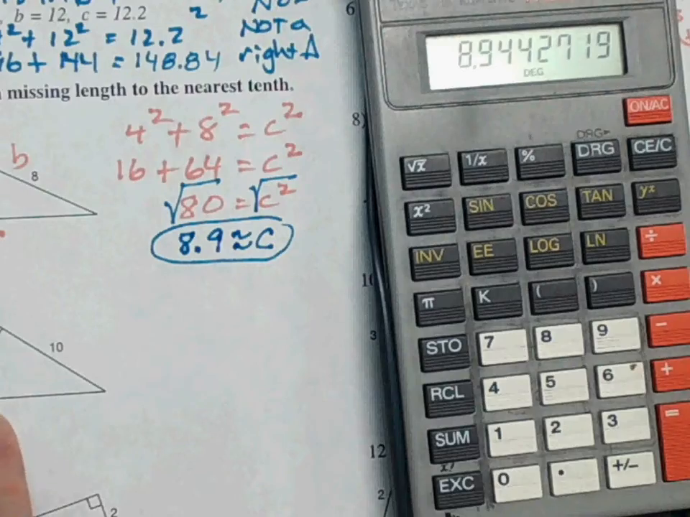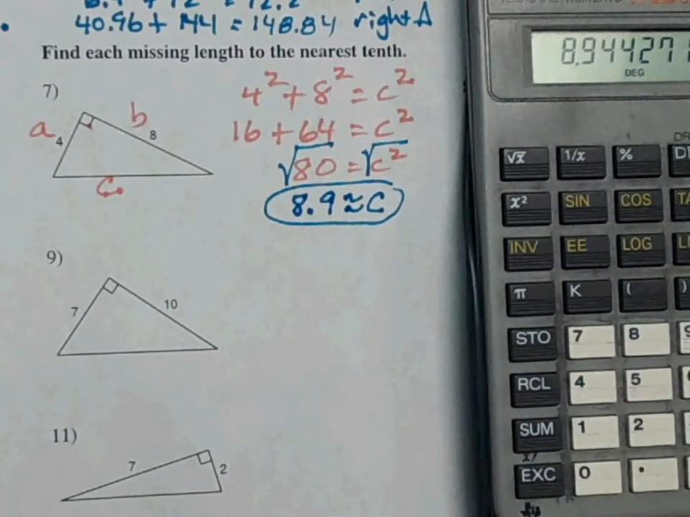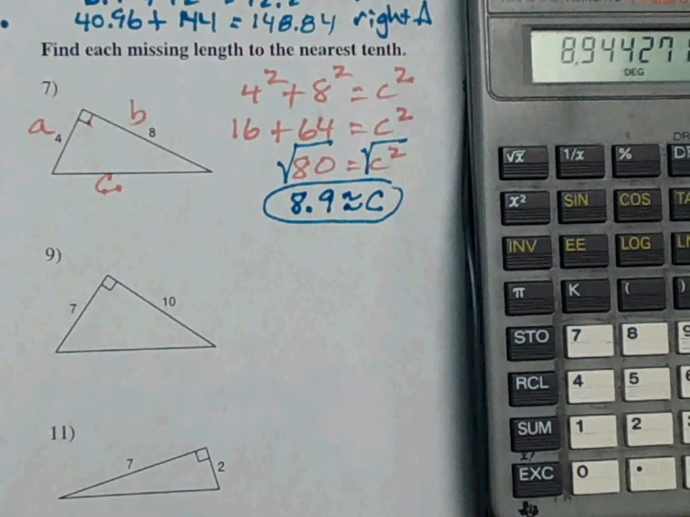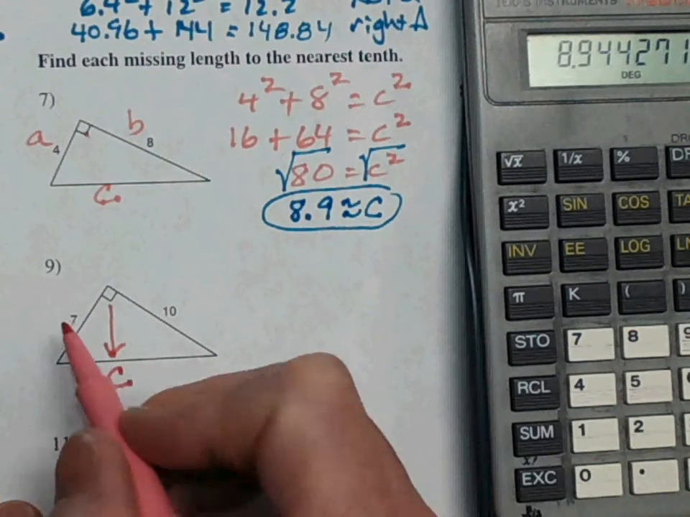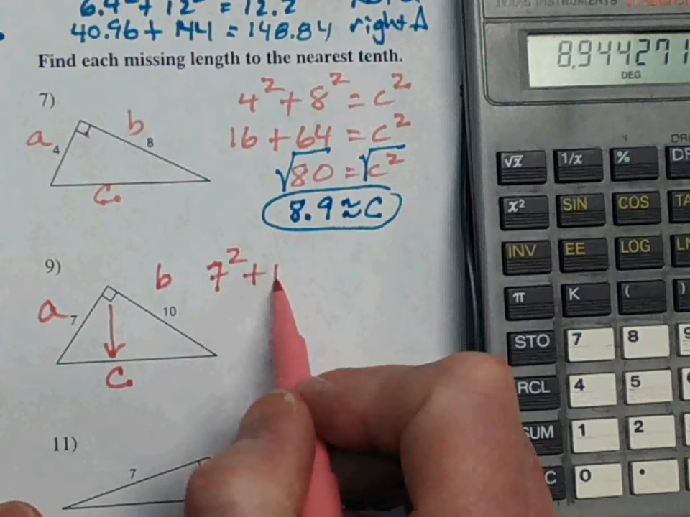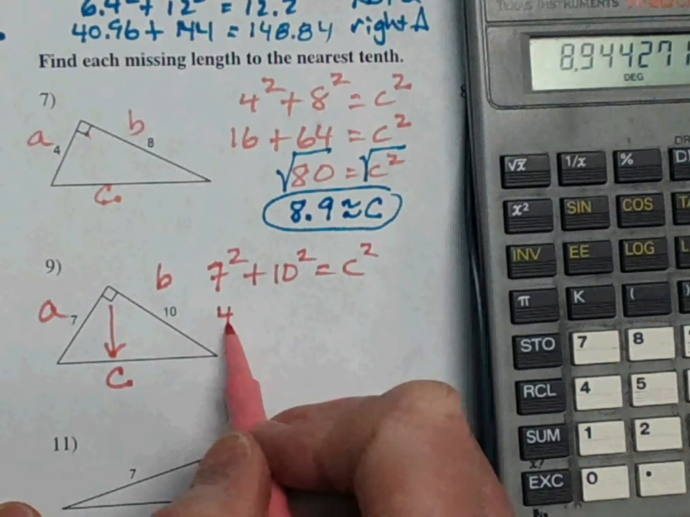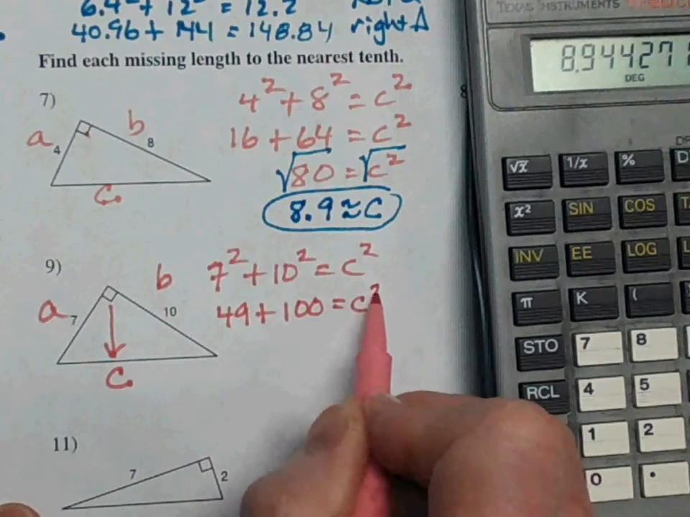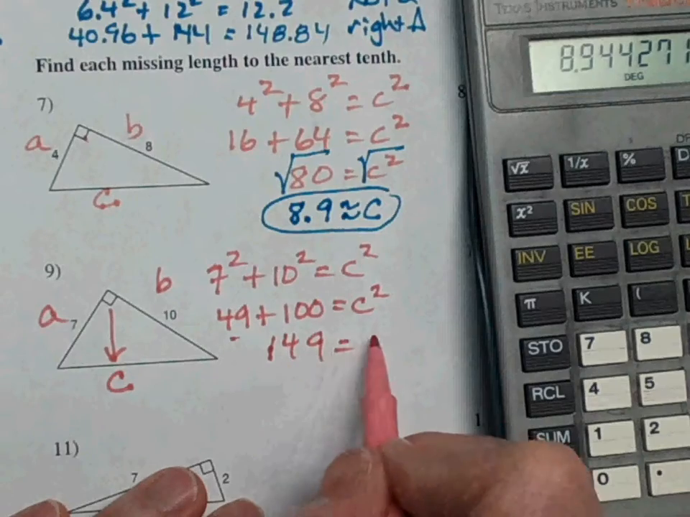I'm just going to do number 9 next. 7, 9, 10, and an unknown. Again, this is opposite the right angle, so we will say that this is C. I have A and B, so I have A squared plus B squared equals C squared. 7 squared I know is 49. 10 squared is 100. C squared we don't know yet. 100 plus 49 is 149.